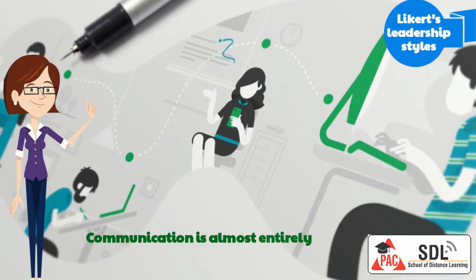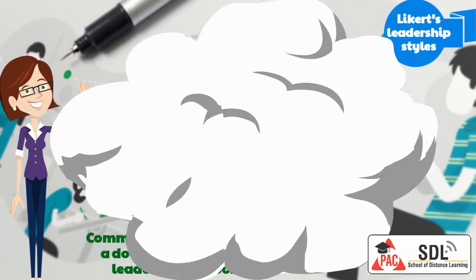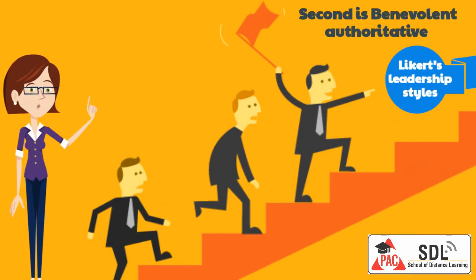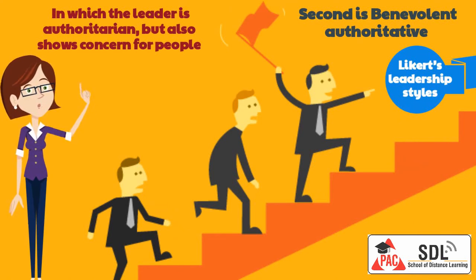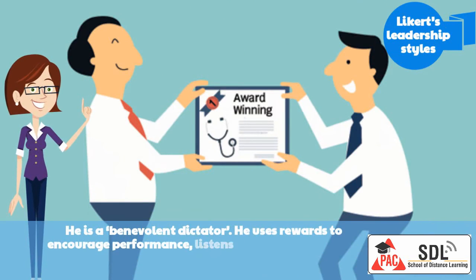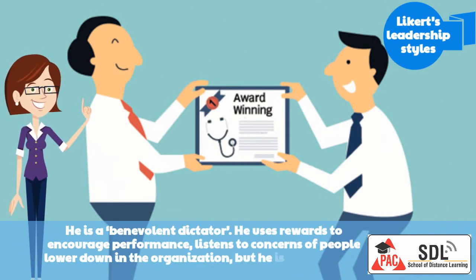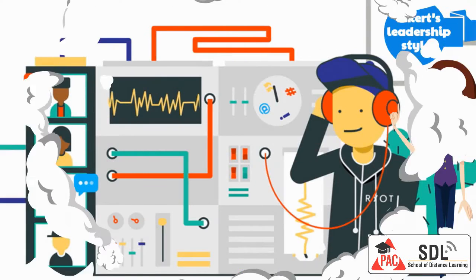Communication is almost entirely a downward process, from the leader to the subordinates. Second is benevolent authoritative, in which the leader is authoritarian, but also shows concern for people. He is a benevolent dictator. He uses rewards to encourage performance, listens to concerns of people lower down in the organization, but he is often told by subordinates what they think he would like to hear.